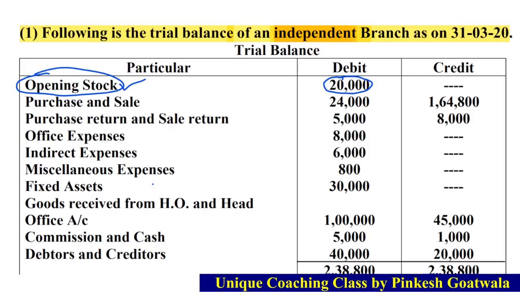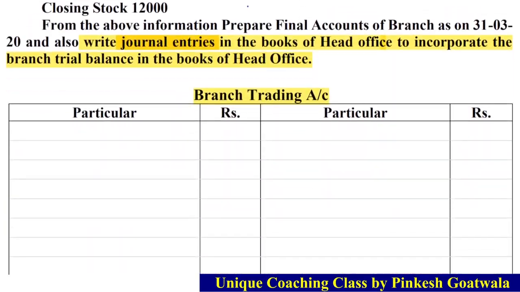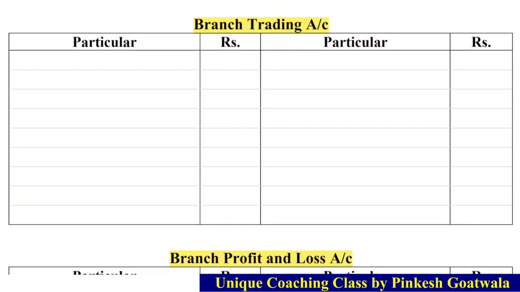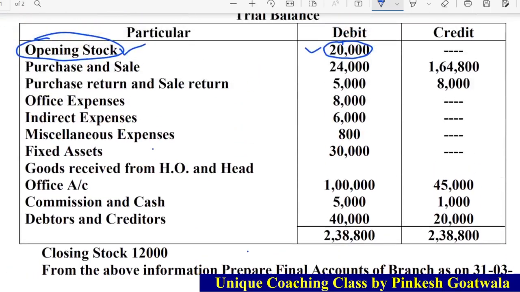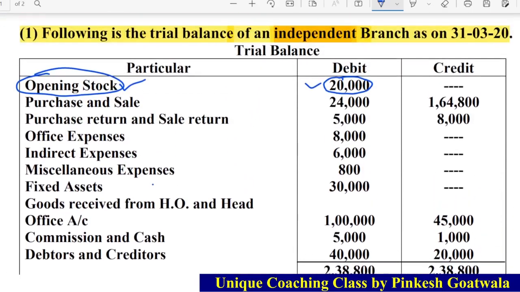So first of all, opening stock 20,000 is given. We know where this entry will be given. Opening stock will be transferred to the branch trading account, debit side. Opening stock, amount 20,000. So one by one we give all entries. Now let's look at the next entry.